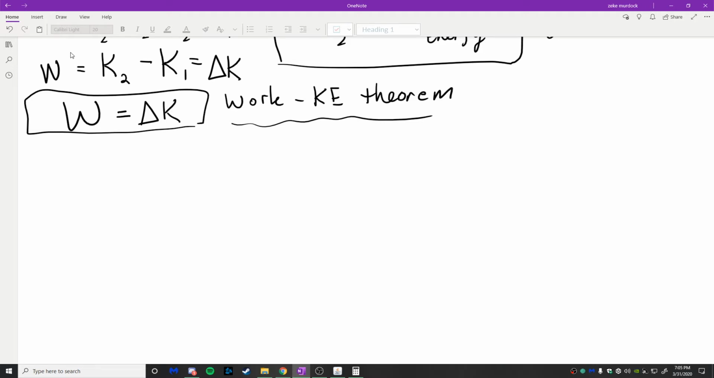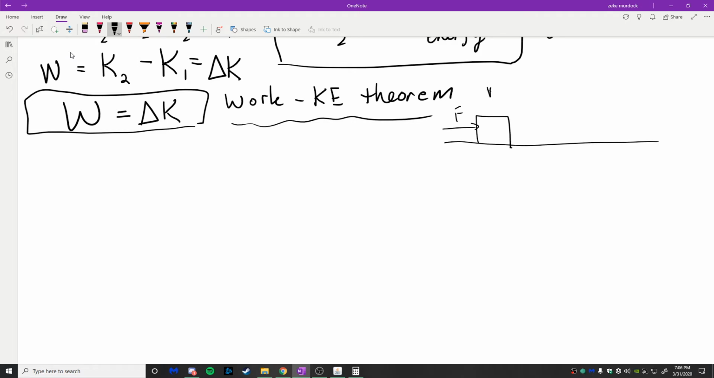And we just talked about the work kinetic energy theorem, and I just wanted to mention something about this. Basically, what it states is that if you put work into a system, it's going to have the effect of increasing the kinetic energy of that system. So just as a really simple example of this, you have a box, and you apply a force on it.